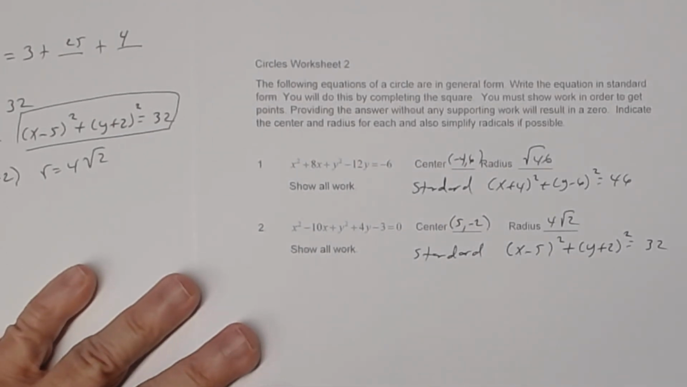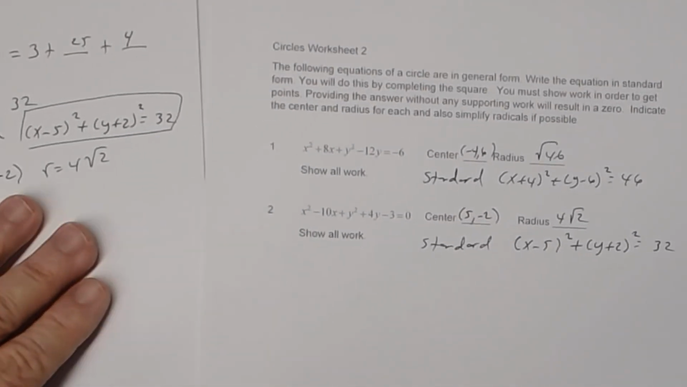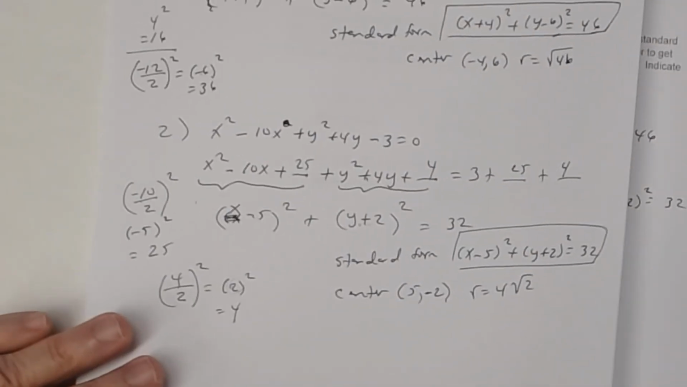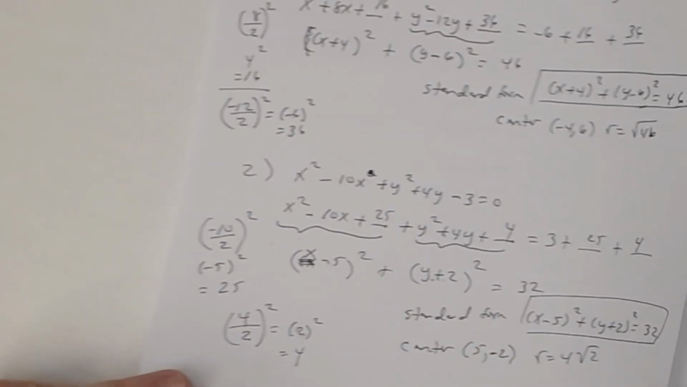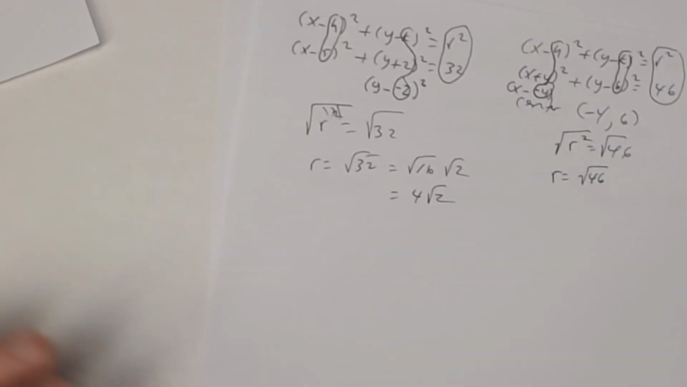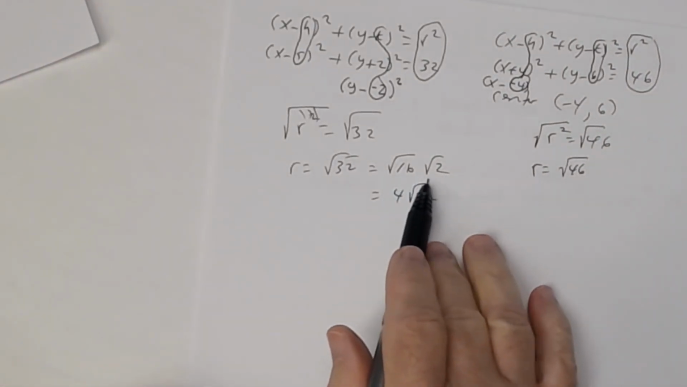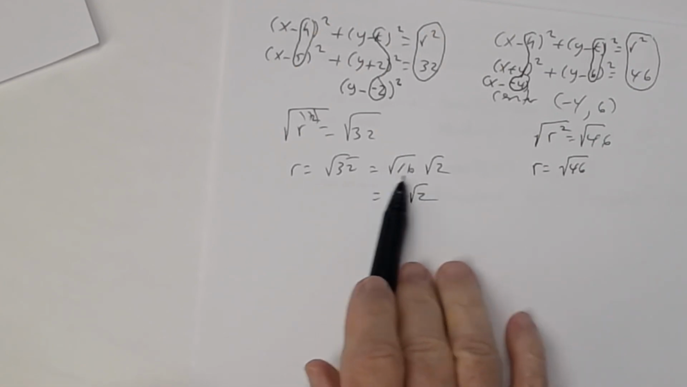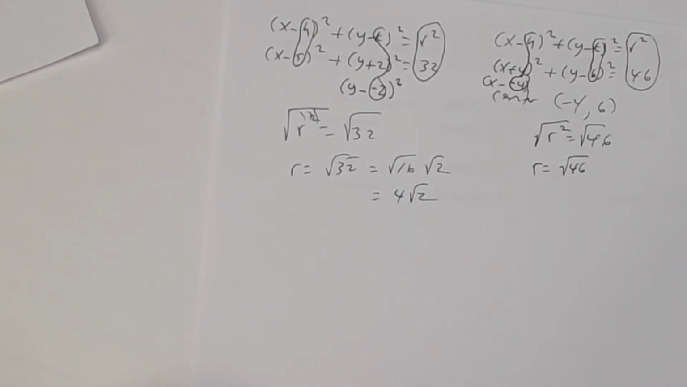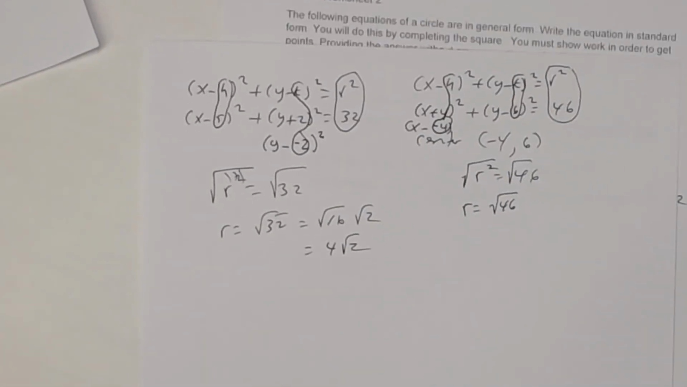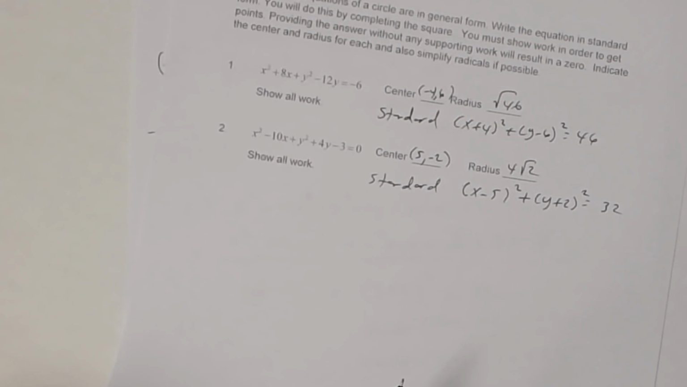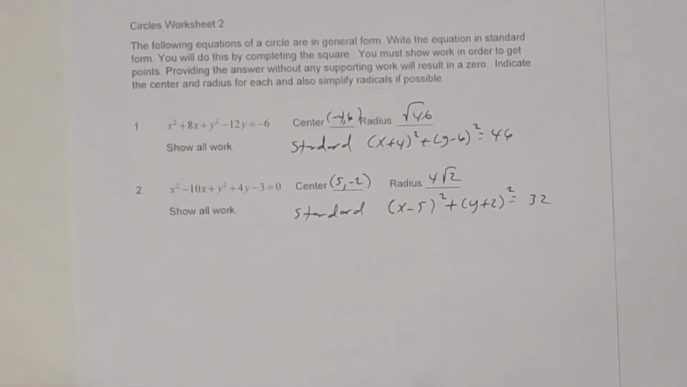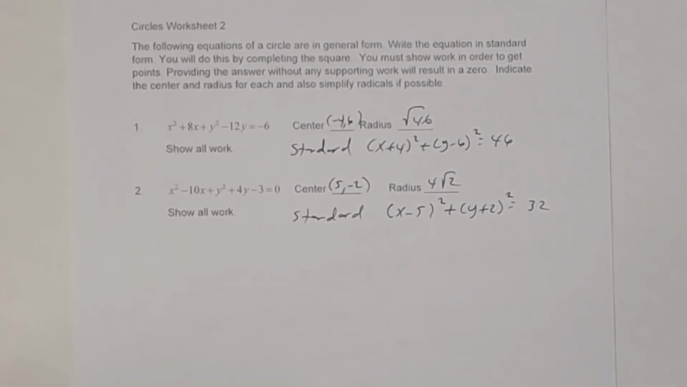Okay? Let's see. I think I made a mistake here, 32. Oops, I'm sorry, I sure did. Okay, let me go back here. No, I'm good. 16 times, no, that's fine. I thought I made a mistake here, but I did not. All right, so this is correct. Okay, all right, so that's it. So that is the key to this worksheet.